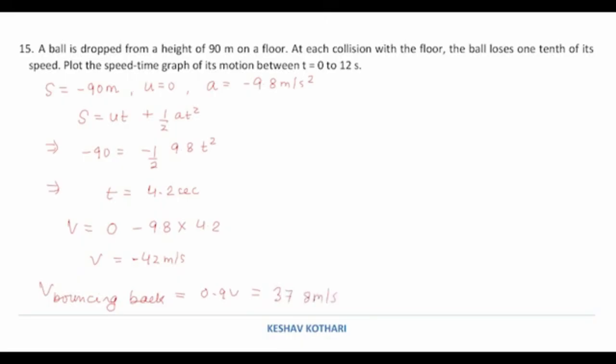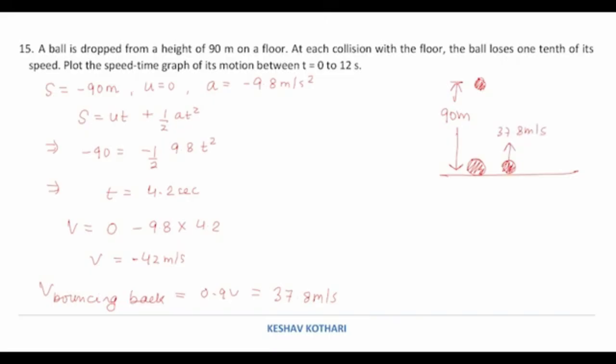So till this aspect, if we talk about the motion of the ball, the ball has fallen freely from the point of 90 meter mark and it strikes the ground over here at t equals 4.28 second, and after striking at 4.28 second, it is rebouncing back with a speed of 37.8 meter per second.